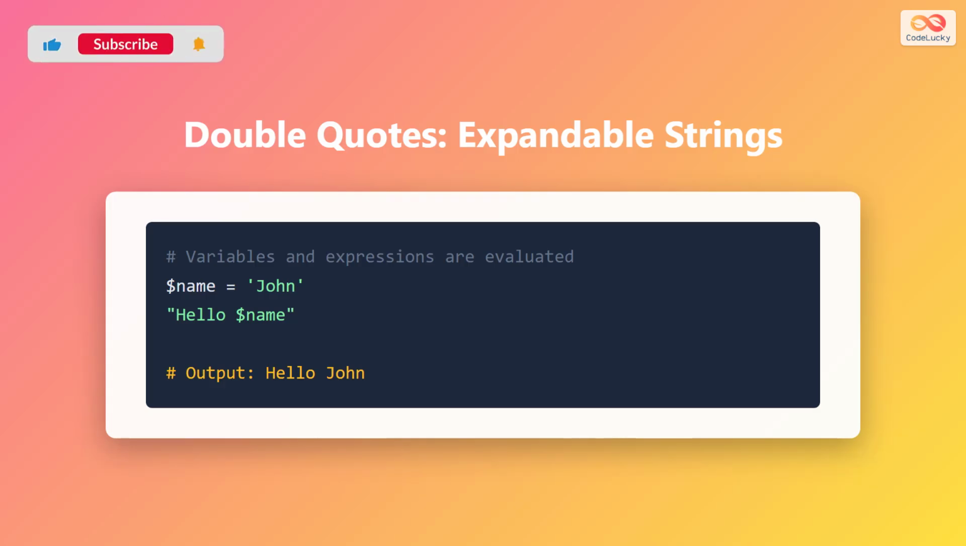This is because single quotes prevent variable expansion. Now let's look at double quotes, which create expandable strings. When you use double quotes, PowerShell actively searches for variables and expressions inside the string and evaluates them. Using the same example, we again create a variable $name with the value John. But this time, when we create a string with double quotes saying "hello $name", something different happens. The output is hello John. PowerShell recognized the $name as a variable reference, retrieved its value, and inserted it into the string. This is called variable expansion or string interpolation.